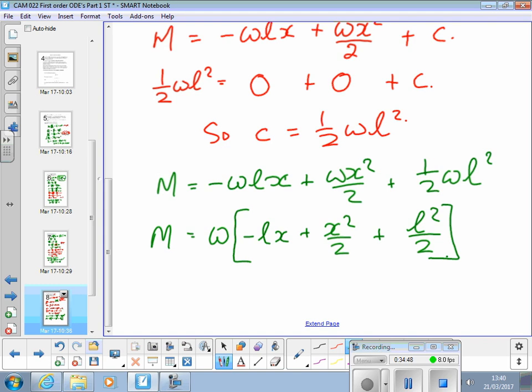Anything else we could do? Probably not. I'd be happy with this solution anyway if you got to there in an exam question. But you've not been given a value for L, so you're not finding that constant, but you'll just find a particular solution in terms of x. Okay?